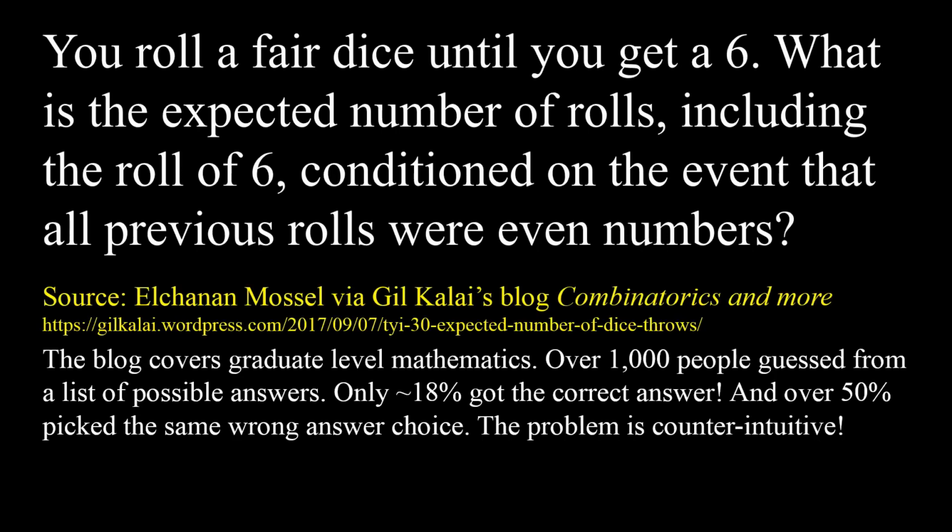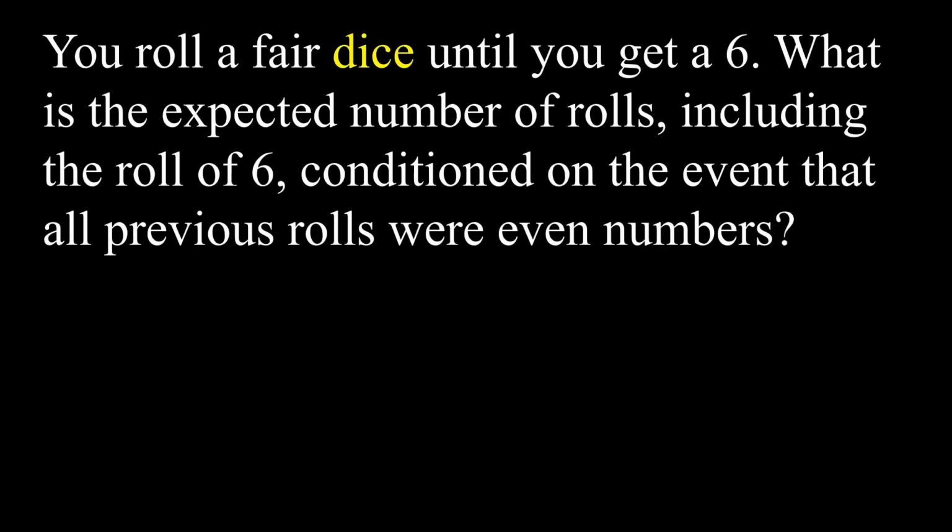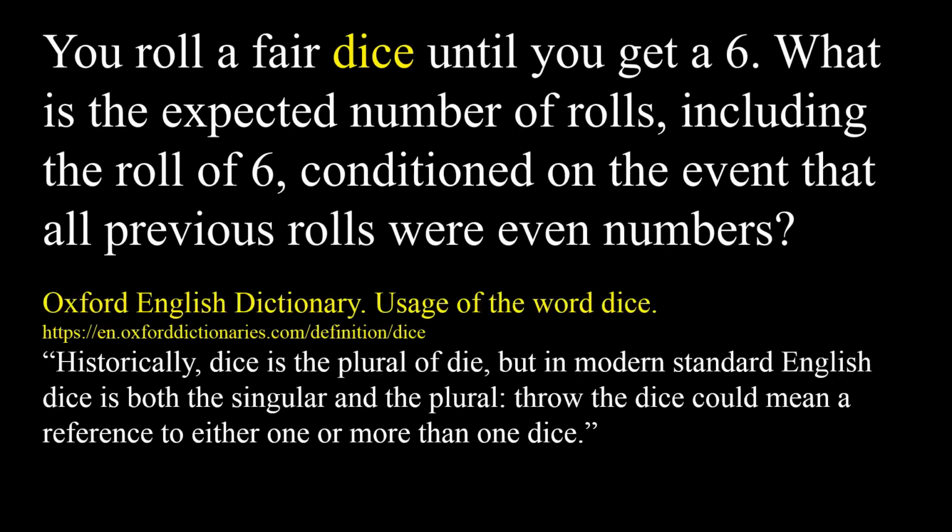I also want to mention one more point: according to the Oxford English Dictionary, historically dice is the plural of die, but in modern standard English dice is both the singular and the plural. In this video I will be using dice as the singular. With that context in mind, can you figure out this problem? Give this puzzle a try, and when you're ready keep watching the video for the solution.